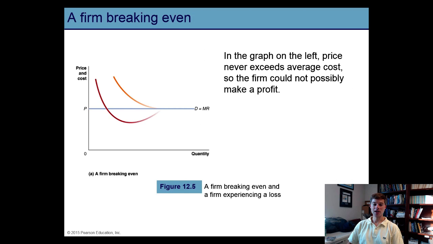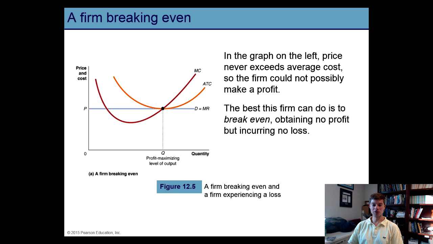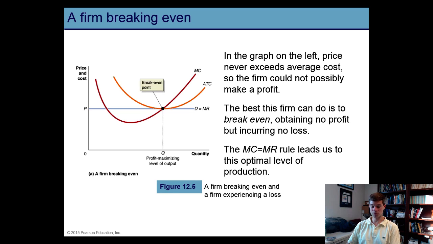On this slide, we're going to again be showing the firm picking the profit maximizing quantity to produce. The difference is in this example, the firm is breaking even. Here's how we know that. The firm is producing that quantity where marginal cost equals price. That occurs at a quantity of Q.